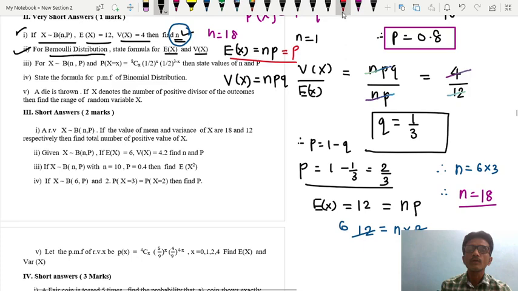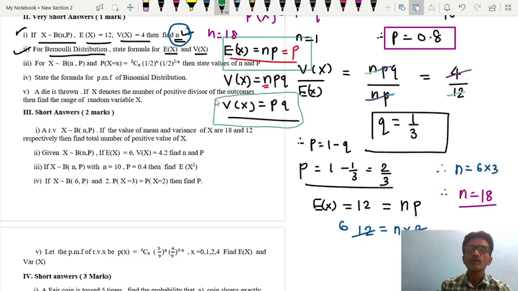But as n is equal to 1 over here, therefore the formula for Vx is equal to pq. This is the formula for Vx. So thus in Bernoulli distribution we have the formula for Ex is equal to p, and the formula for Vx is equal to pq.